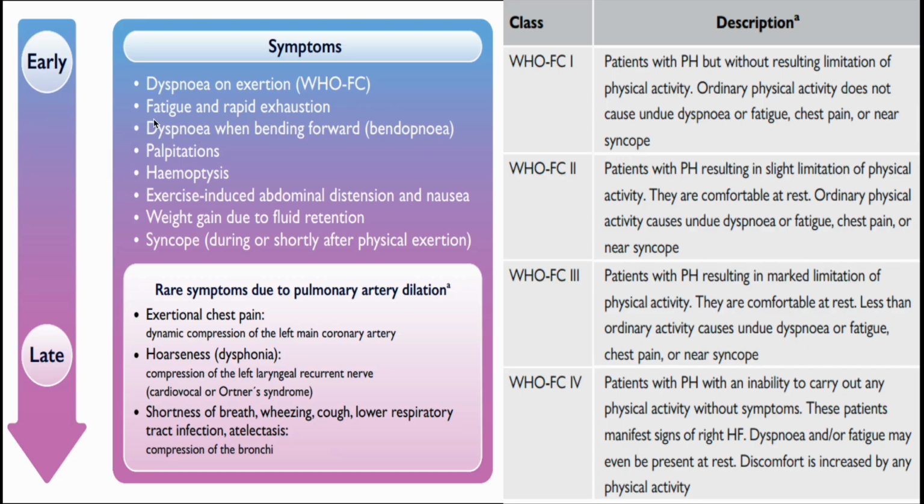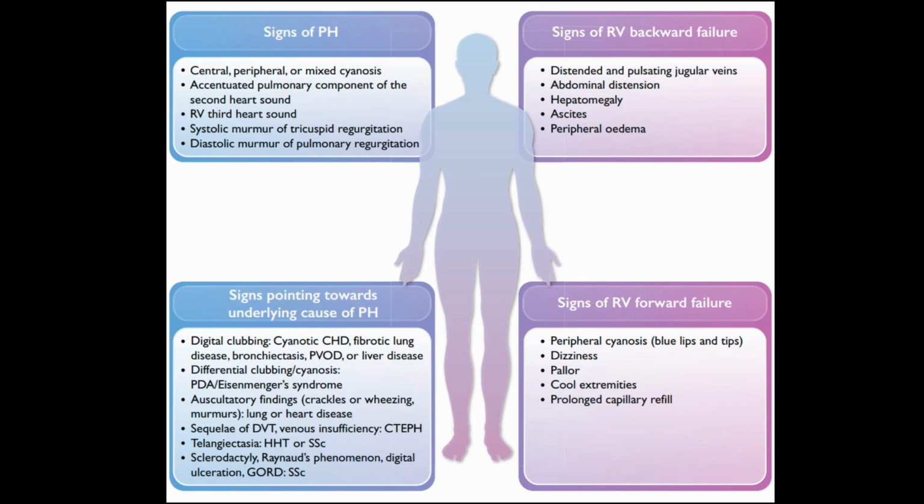Next are fatigue and rapid exhaustion, dyspnea on bending forwards, that is bendopnea, palpitation, hemoptysis, exercise-induced abdominal distension and nausea, weight gain due to fluid retention, and syncope. In late, rare symptoms are exertional chest pain, hoarseness, which is due to compression of the left recurrent laryngeal nerve, and finally you can have shortness of breath, wheezing, lower respiratory tract infections, and atelectasis.